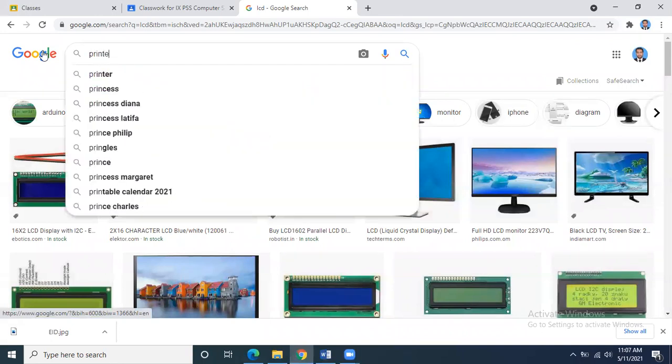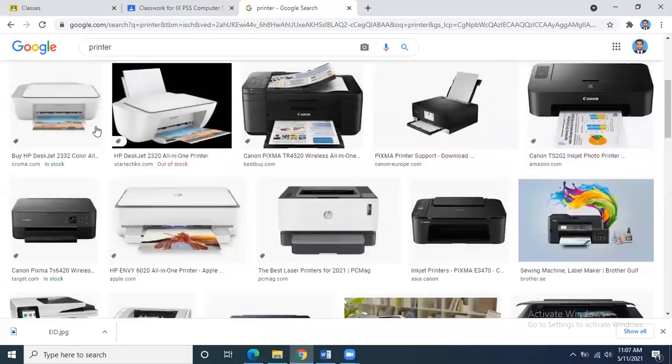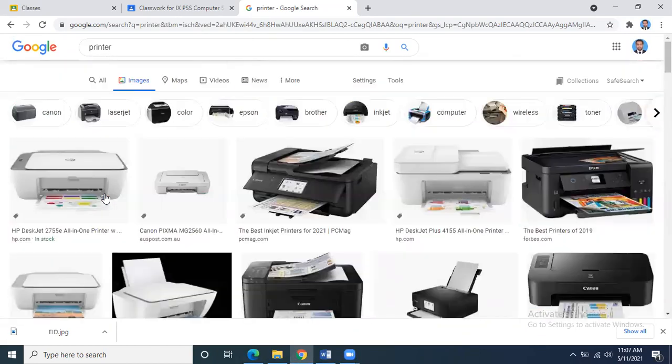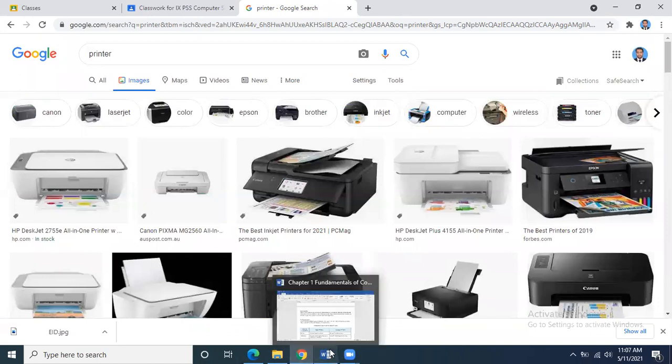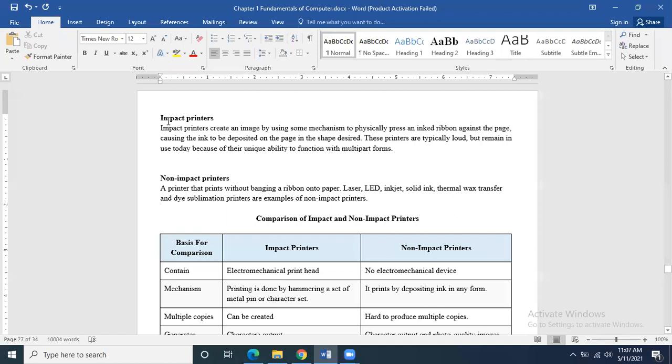So you will go and you will see that there are different types of printers available. Laser printers are there, inkjet printers are there. So what are basically the two technologies over here? If we see over there, you'll be able to know that basically there are two types: impact and non-impact. Impact is the older technology, non-impact is the modern technology. You must remember this.